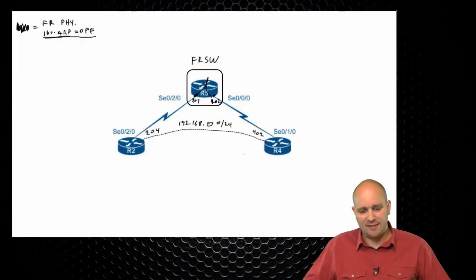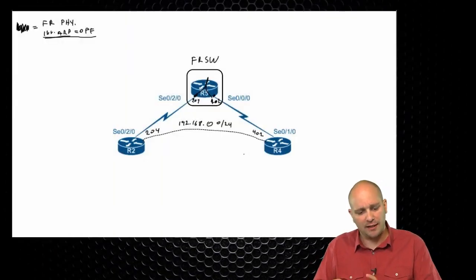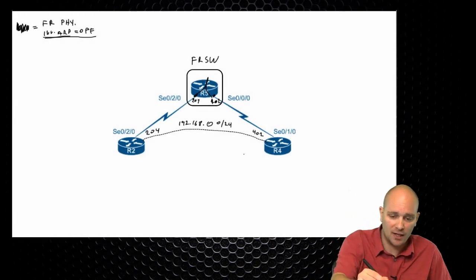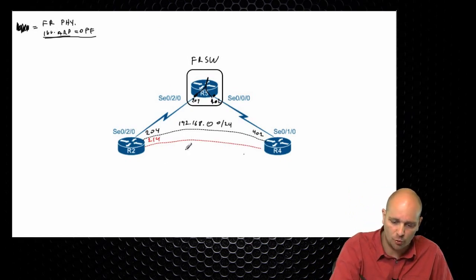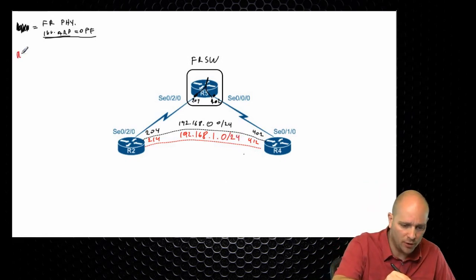We are going to add another link between R2 and R4, and let's call this one a red link. So we're going to add a link here, and let's make this one 214 and 412 on this side, and this will be 192.168.10/24. And for this one, so let me write down the requirements for this.